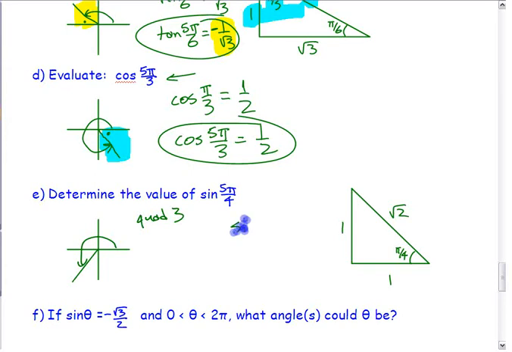Think first what sine of pi over 4 is, the reference angle. Sine of pi over 4 is, from that angle you got opposite over hypotenuse, 1 over root 2. Sine is, in this quadrant, negative, right? So then sine of 5 pi over 4 is going to be the same number, but negative.